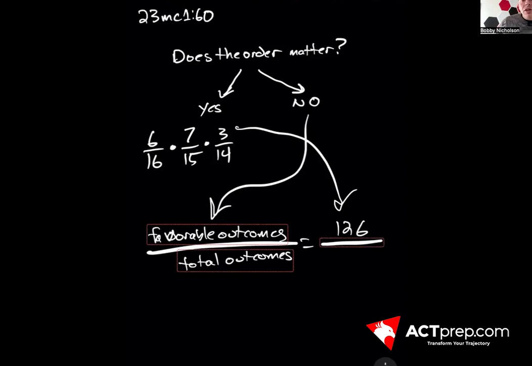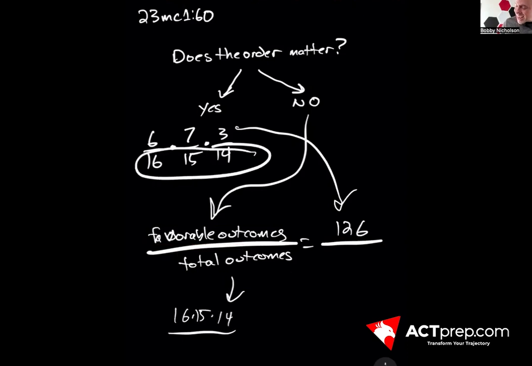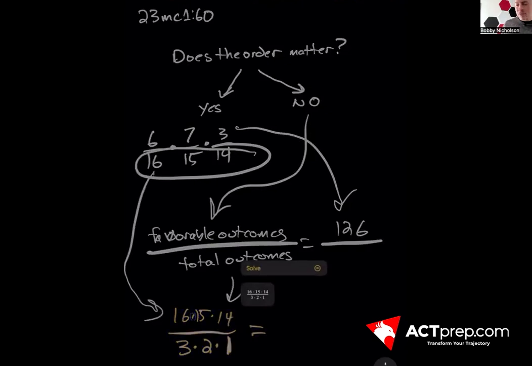And then we just need to figure out the number of total outcomes, which this part is going to be a little bit different. In our numerator, it's going to be 16 times 15 times 14, just the exact same as if the order did matter, except it's in the numerator. And then in our denominator, we're going to do a factorial of how many options we have. So since we have 3 cars that we're trying to choose, we'll do 3 factorial, which is just 3 times 2 times 1. And this is going to give us our total number of outcomes.